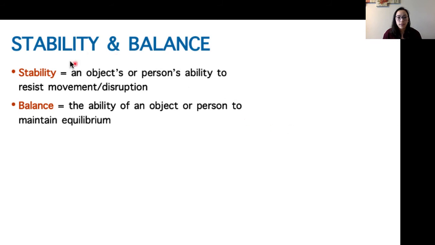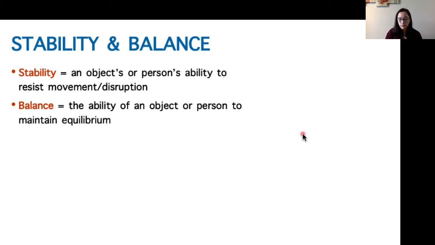The ability to maintain balance and stability are important for becoming proficient in many skills, so we've included those in our list of principles. These two terms are often used synonymously, but they are different in their definitions. Stability is an object's or person's ability to resist movement or disruption. Balance is the ability of an object or a person to maintain equilibrium.